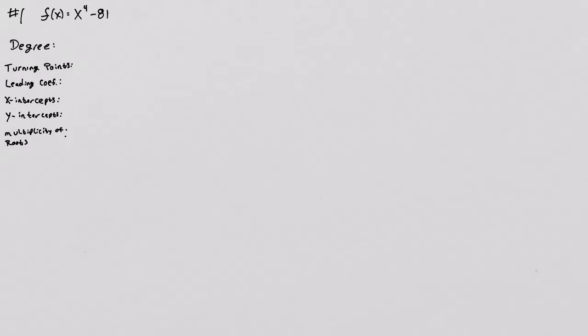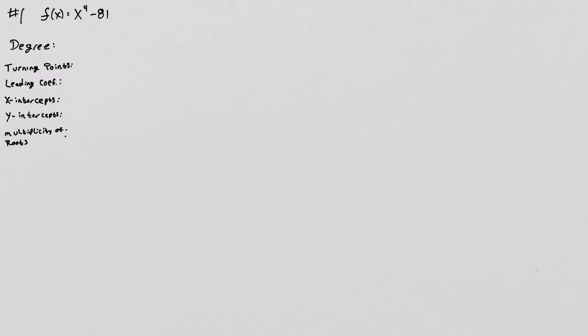All right, guys, so we're going to be doing problem number 1 from the Activity 10 Day 1 sheet. What we're going to have to do is find the degree of the polynomial, the turning points, our leading coefficients, our x-intercepts, our y-intercepts, as well as our multiplicity of our roots. Now, of course, root is the same thing as my x-intercepts or zeros. They can be used interchangeably. And then, of course, we are going to do end behavior.